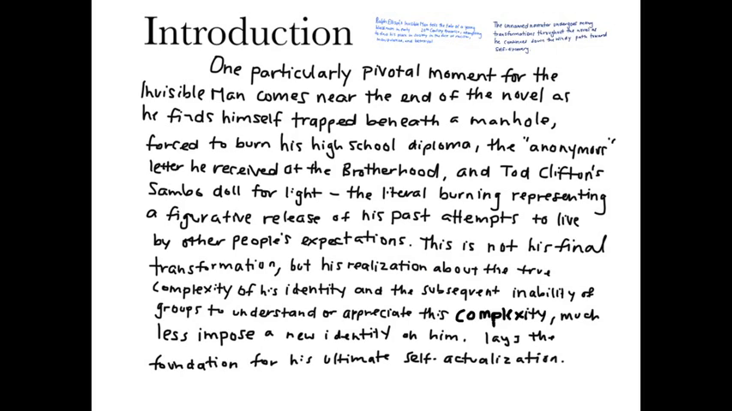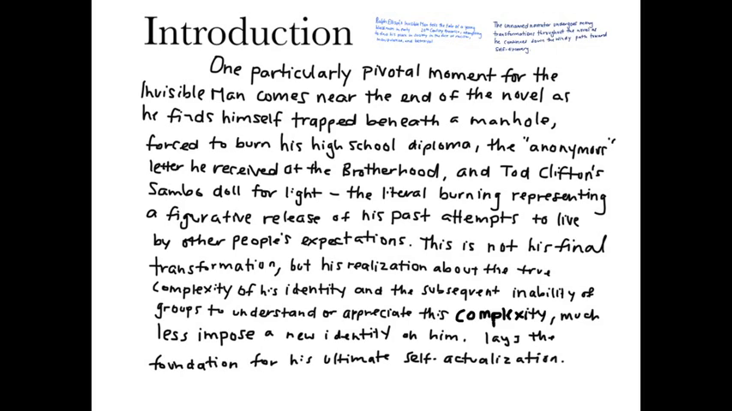So let's read through this thesis-specific part of my introduction and see how it leads into the rest of my essay. So I say, one particularly pivotal moment for the Invisible Man comes near the end of the novel, as he finds himself trapped beneath a manhole, forced to burn his high school diploma, the anonymous letter he received at the Brotherhood, and Todd Clifton's sample doll for light. The literal burning representing a figurative release of his past attempts to live by other people's expectations.